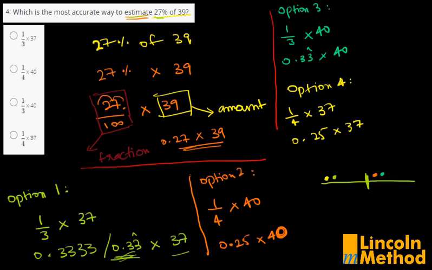Now that we have a number line in place and we know their rough positions, it's a lot easier to compare them, and we know that this is by far the best possible option. Therefore our answer should be 1 over 4 multiplied by 40.